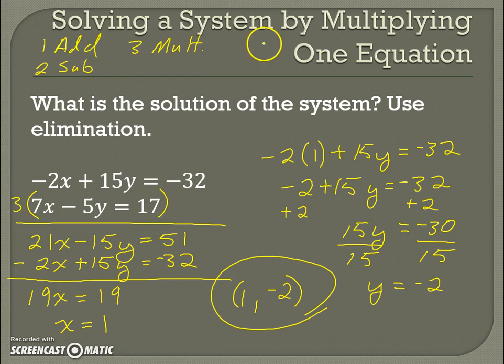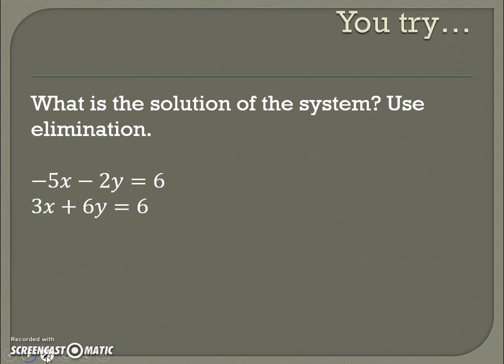So that's using multiplication of one equation, similar to when you're adding fractions, so that you do get something that eliminates. Here's one for you to try. Go ahead and pause and give that a go. The answer will be up in 3, 2, 1.